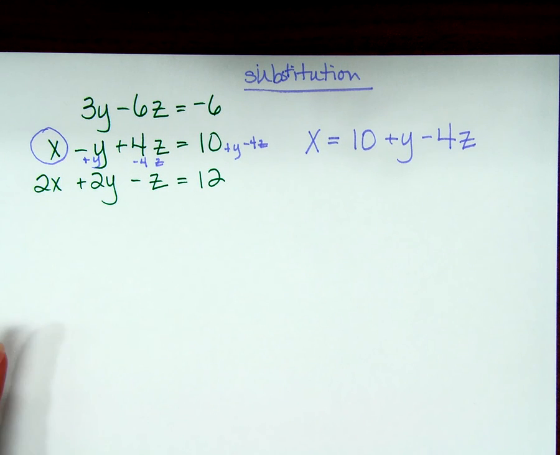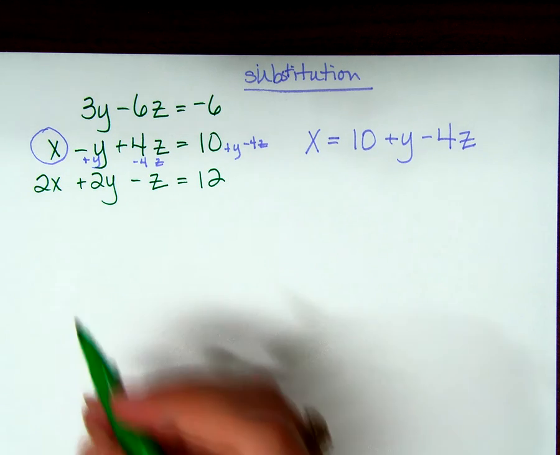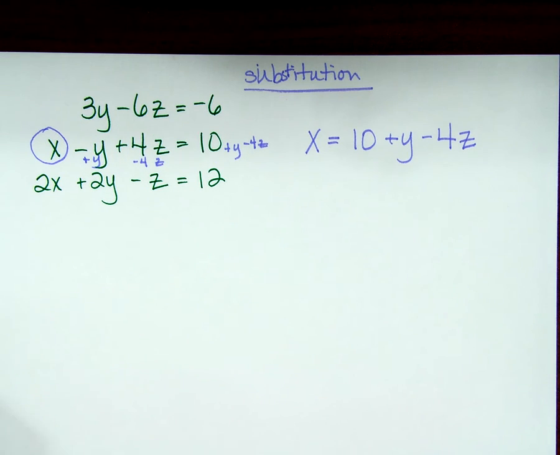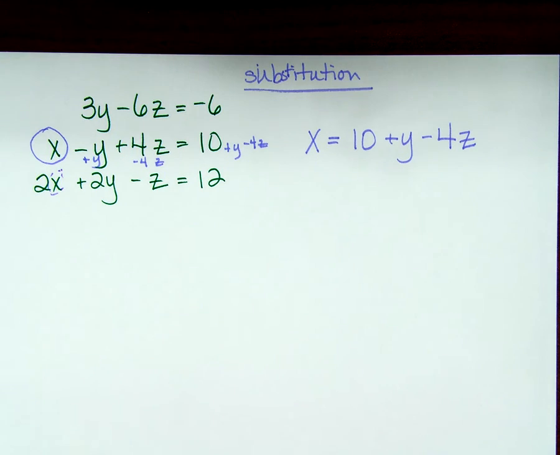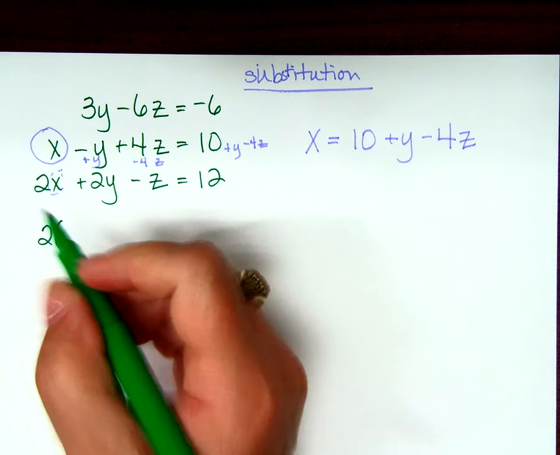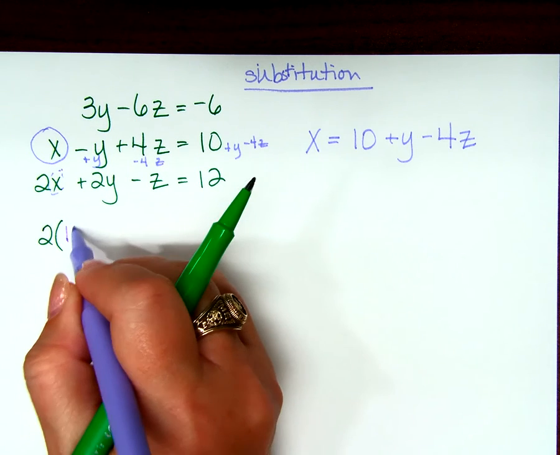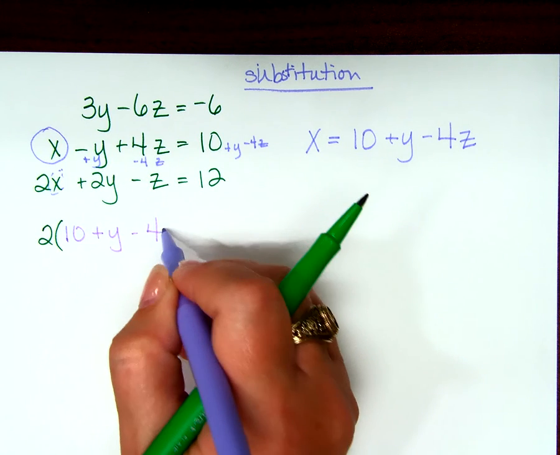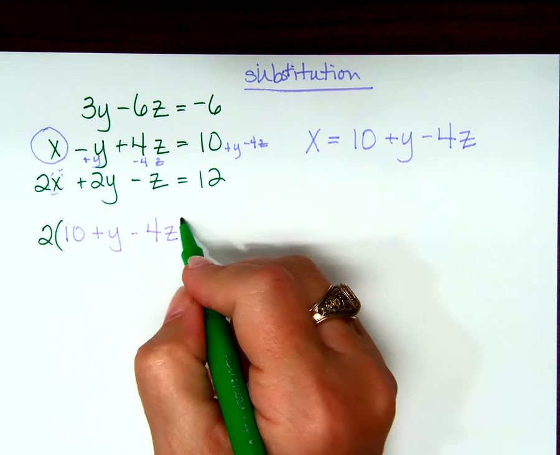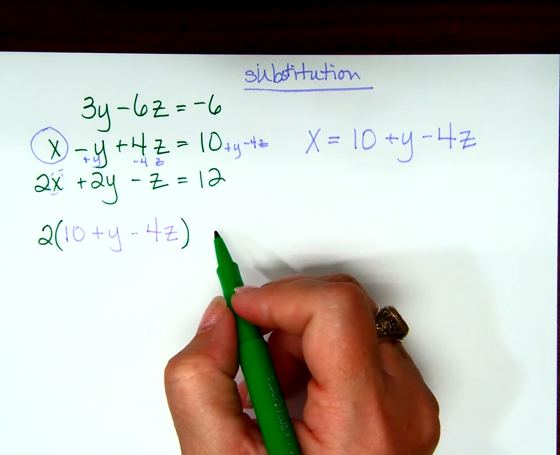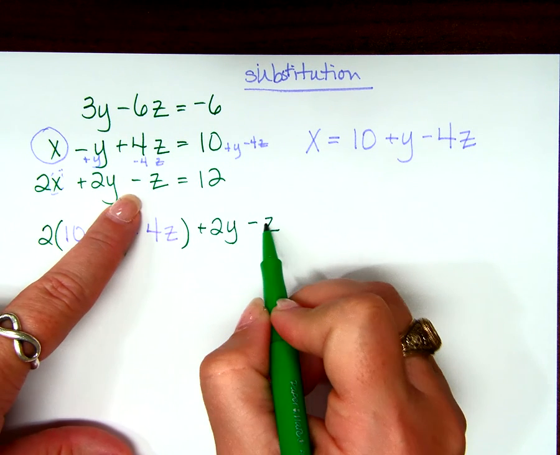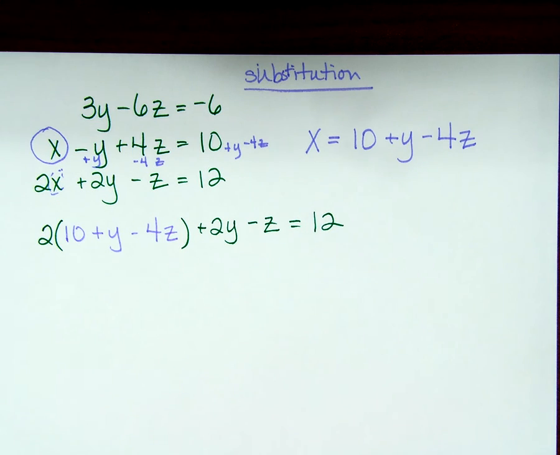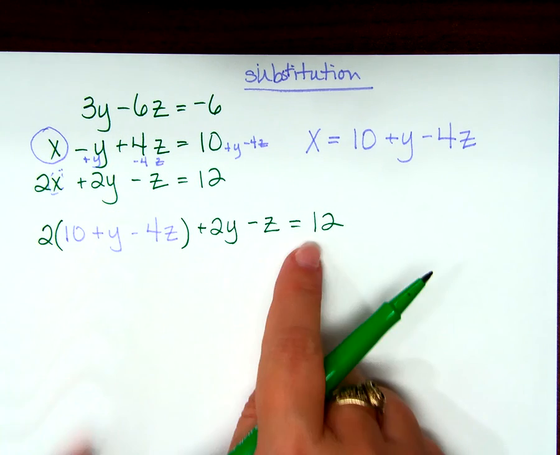Okay? So if I'm going to choose the bottom one, that means anywhere there's an x, like right here, I'm going to put this in for x. So I'm going to say 2 times x, which I know is 10 plus y minus 4z. And then I have the rest of the equation, right? I just wrote 2x so far. So I have 2y, and I have minus z, and equals 12. Just make sure you don't forget the rest of that part, okay?